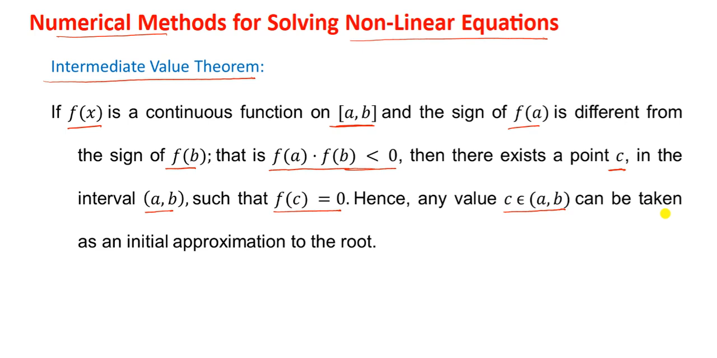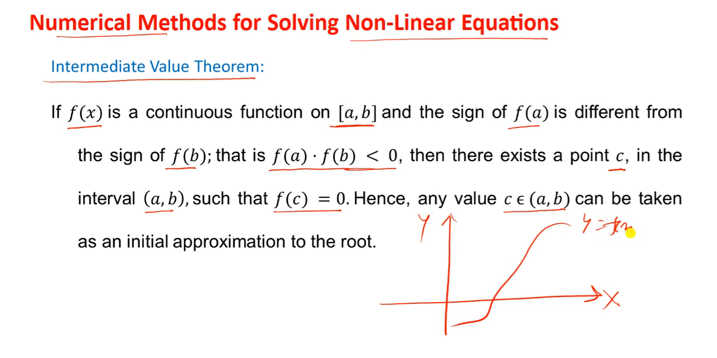Here we explain the statement with the help of a graph. This is the xy plane and this is a function, y is equal to f of x. Here this point is x is equal to a and the functional value is f of a, which is negative, and the coordinate of this point is (a, f of a). Say this point is b, and the coordinate is (b, f of b).